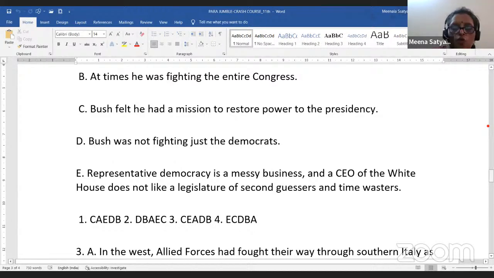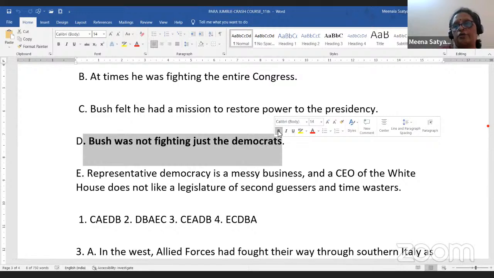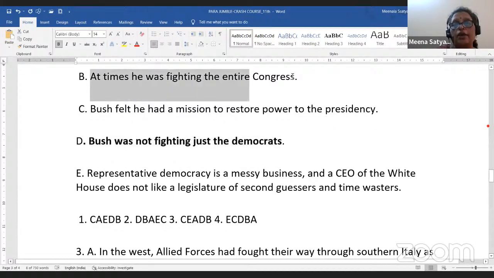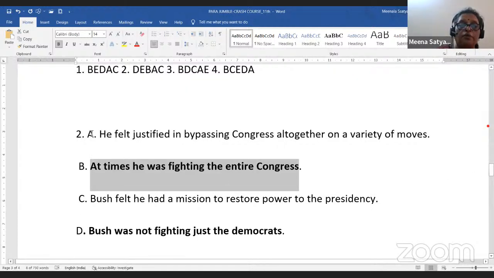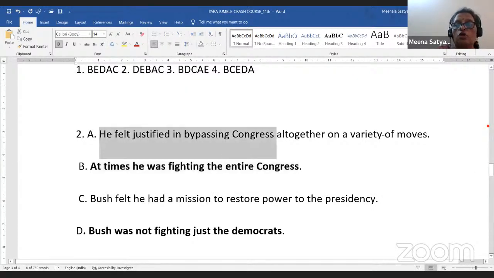And therefore, what did he do? So we should see the answer. Now, which one is the first one? The first one over here is, Bush was not fighting the Democrats. At times, he was fighting the entire Congress. Second one. Now, what is A? He felt justified in bypassing the Congress altogether on a variety of modes.